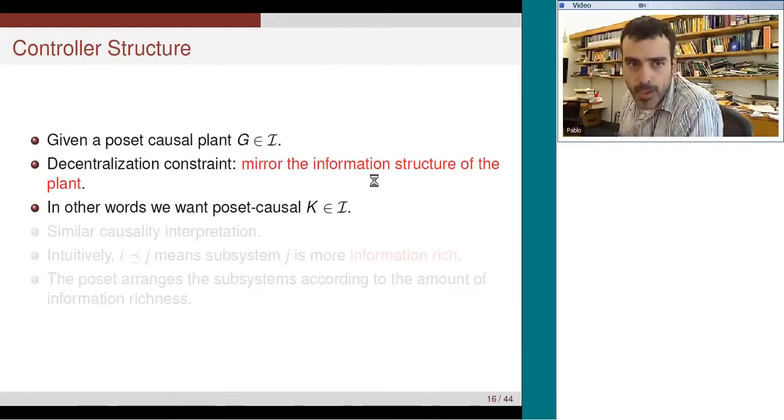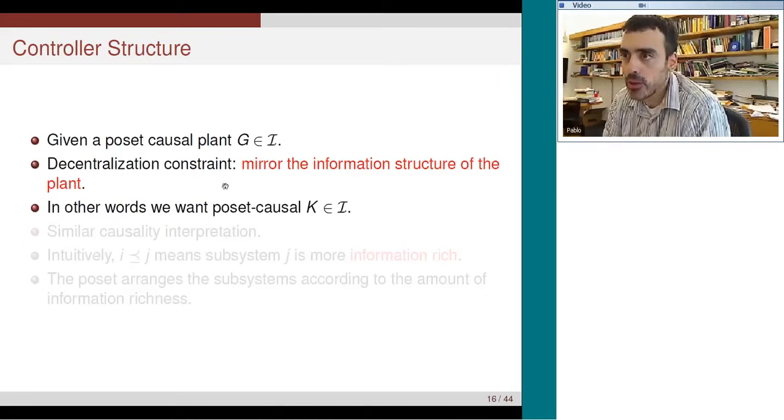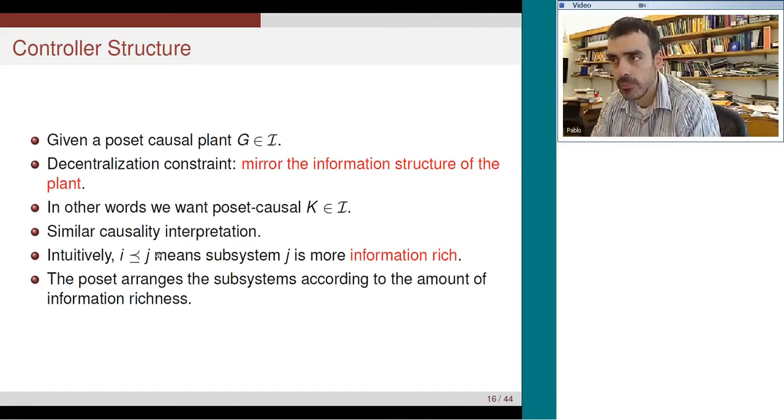So what's the problem that we want to solve? As I said, we're going to have a plant G that is given, and it has a structure of this incidence algebra. And what we're trying to do, if you remember one of my first slides, is write a controller that mirrors the information structure of the plant. I want it to have exactly the same structure as the plant, or in the terms that we're using, we want a controller which is also poset-causal, right? It has exactly the same causality structure. And the idea again is that this relation is, in a sense, comparing how much information one subsystem has compared to the other one, right? So it's quite natural.